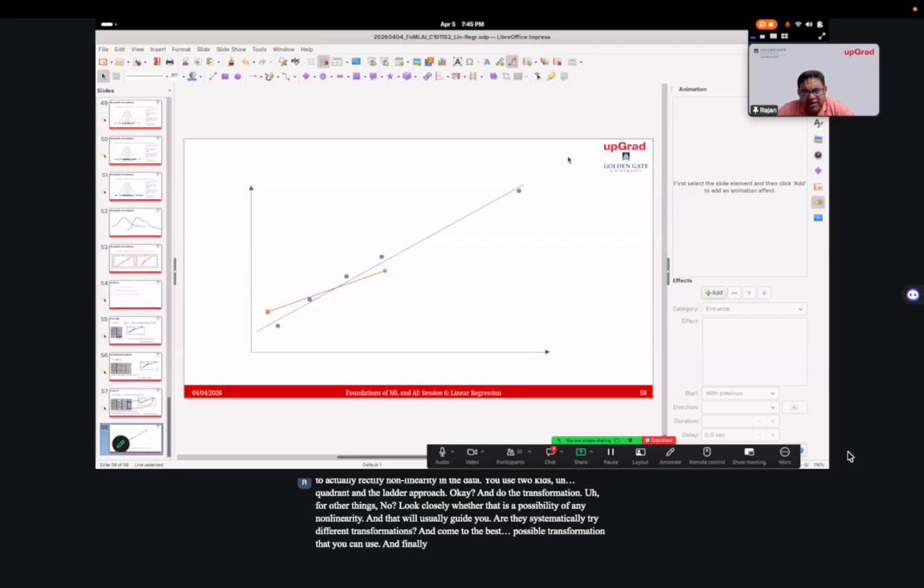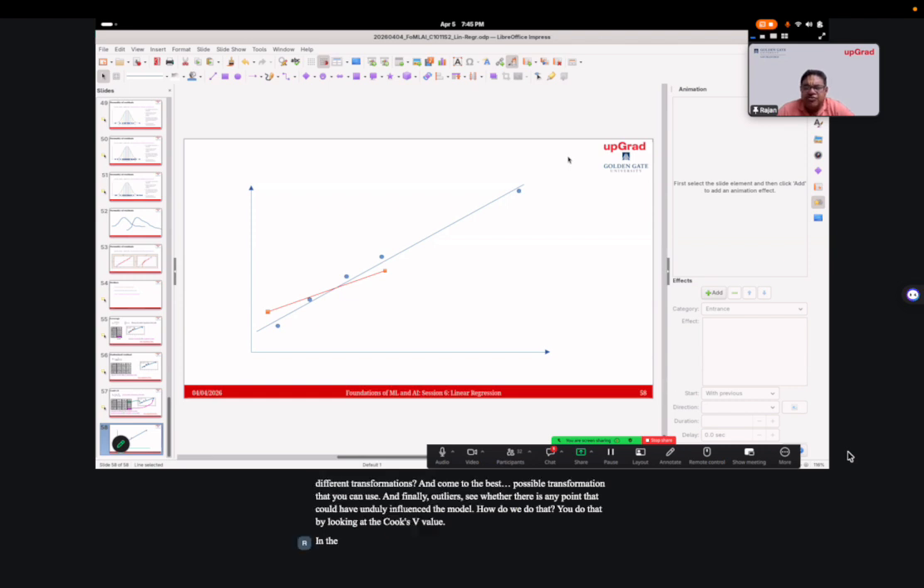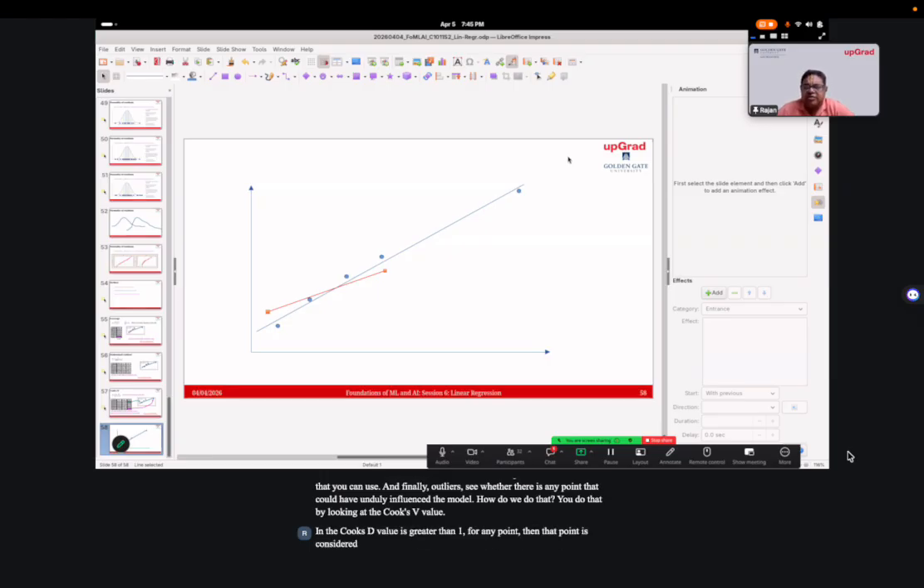And finally, outliers. See whether there is any point that could have unduly influenced the model. How do we do that? You do that by looking at the Cook's D value. If the Cook's D value is greater than 1 for any point, then that point is considered an outlier. So remove that point and rebuild the model.